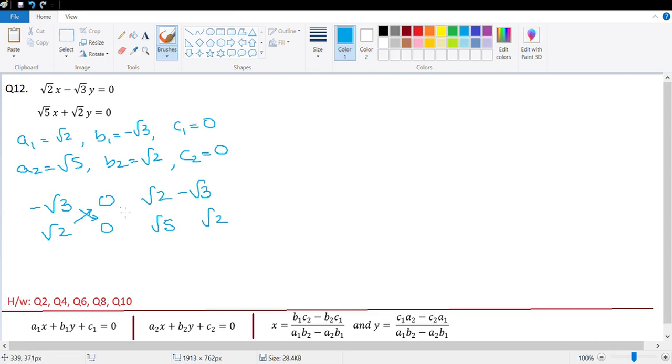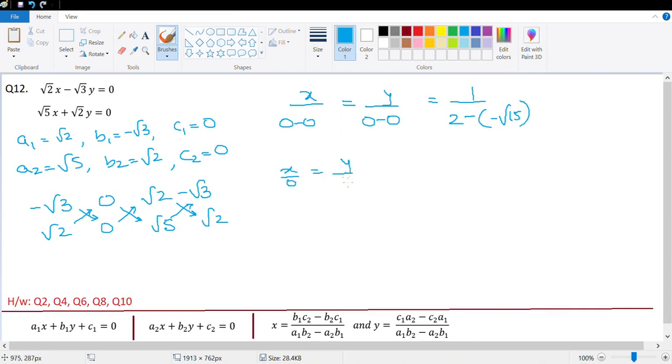Let's cross multiply. And what we get is x upon 0 minus 0 is equal to y upon 0 minus 0 is equal to 1 upon root 2 into root 2, that's 2, minus negative root 15. Now x upon 0 is equal to y upon 0 is equal to 1 upon 2 plus root 15. Let's take term 1 and term 3. We get x is equal to 0 upon 2 plus root 15, which is 0. Y is equal to 0 upon 2 plus root 15, which is 0.